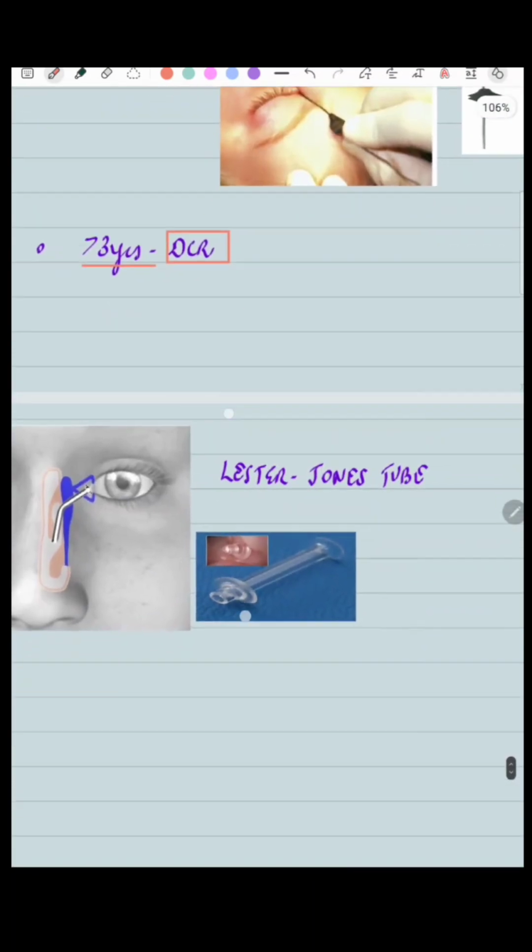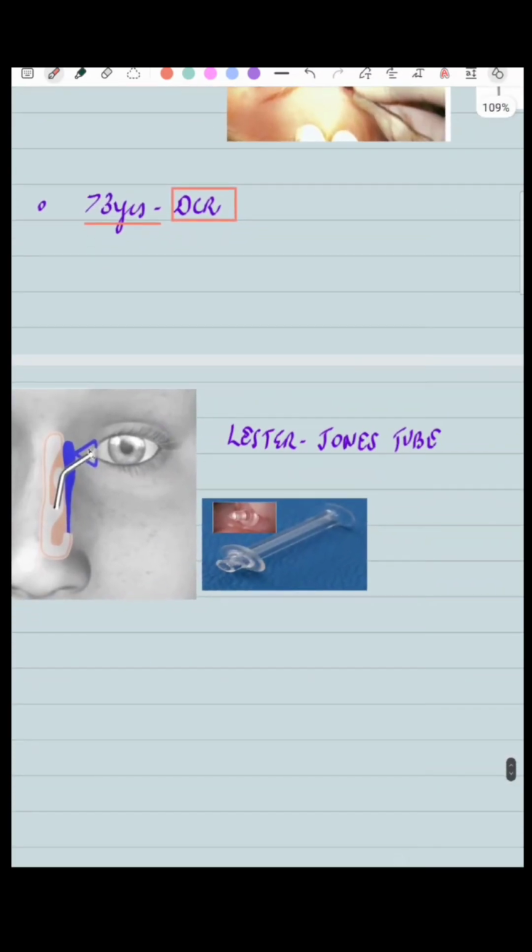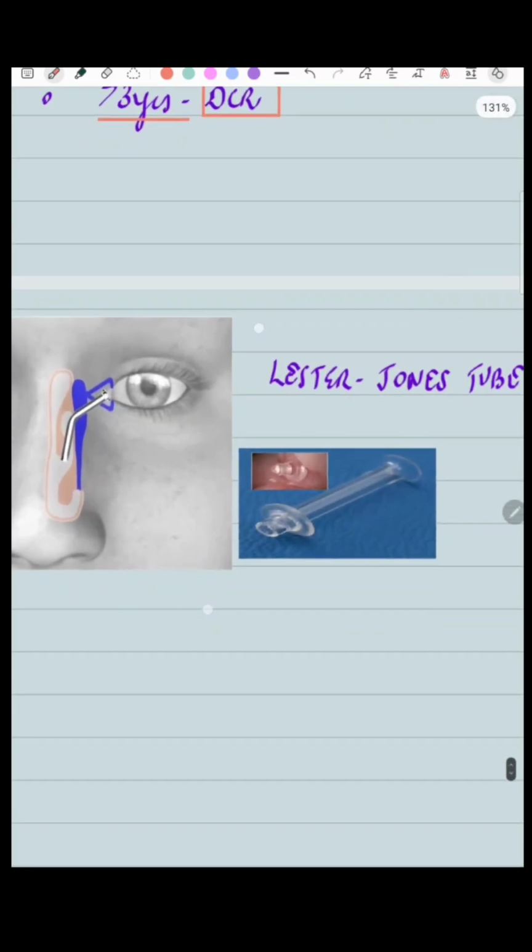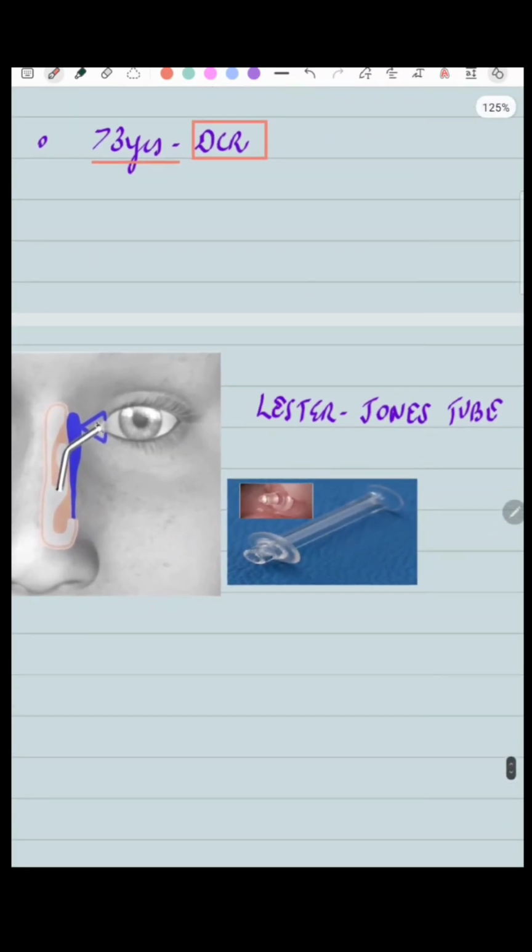Now, a Lester Jones tube is placed in the presence of persistent epiphora in a patient with less than 8 mm of the lateral part of the canaliculi remaining. If only less than 8 mm of the lateral part of canaliculi is remaining, then we put a Lester Jones tube as a connection. This is a Lester Jones tube.